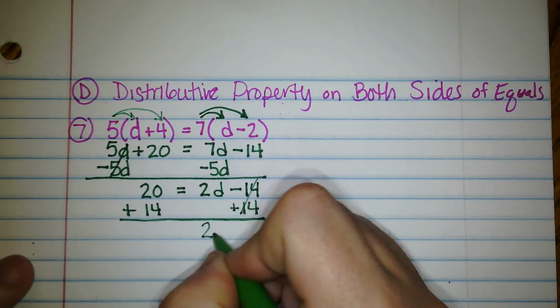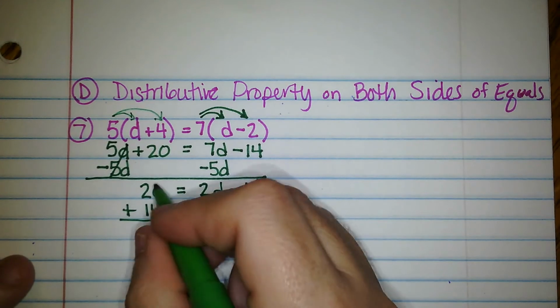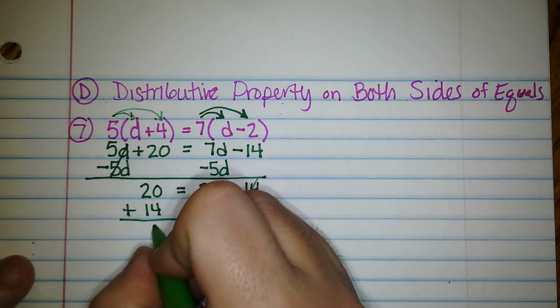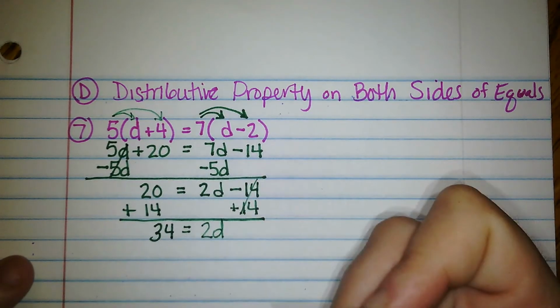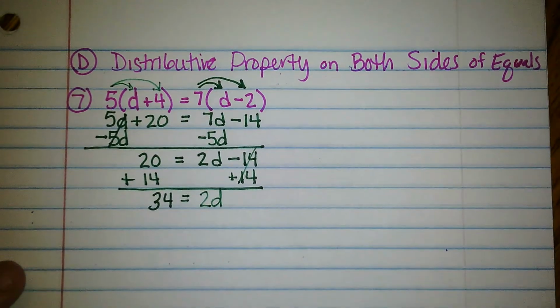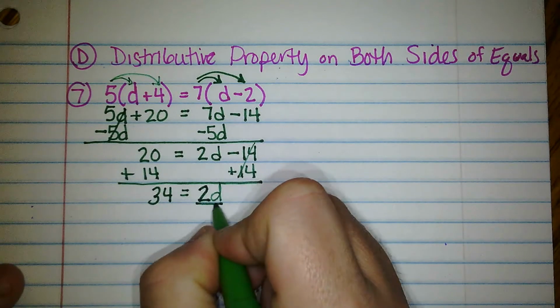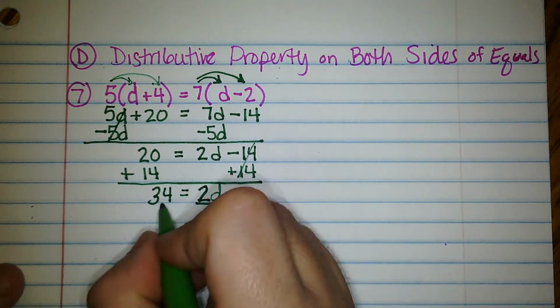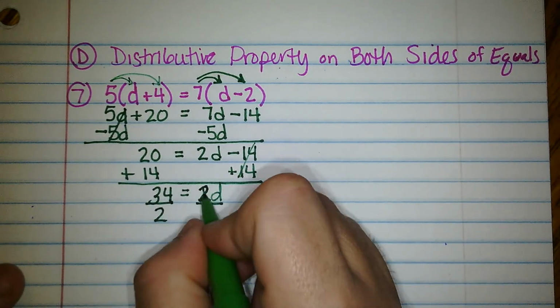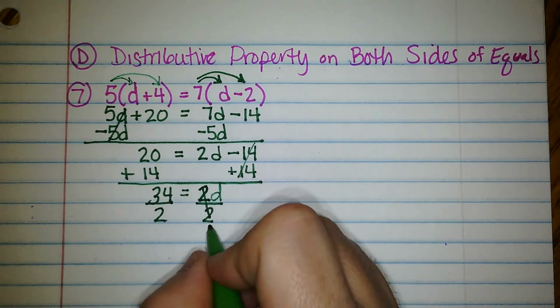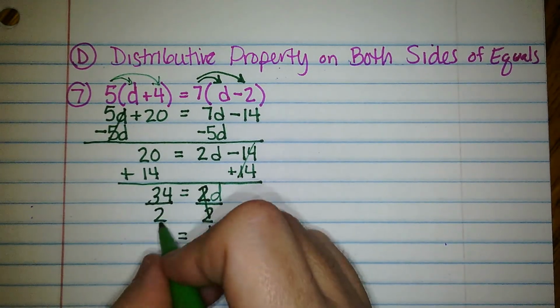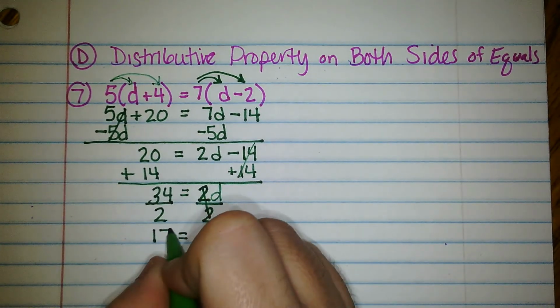We bring the 2D down. We bring 20 plus 14, and that becomes 34. And in our last step, we're going to divide both sides by 2. And we're dividing by 2 because that's the number that's attached to the D. We're going to get D by itself. And 2 divided by 2 is 1, and 1 times D is D. And 34 divided by 2 is 17.